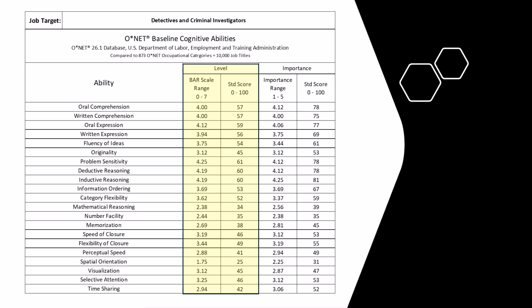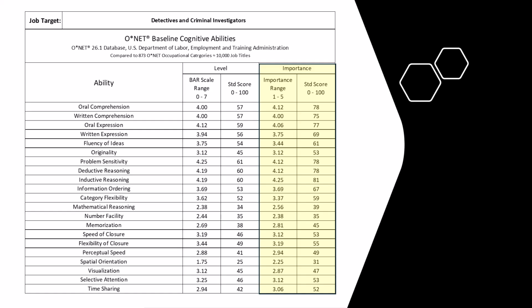The level rating indicates how intense or complex the requirement for the ability is in the job. It is shown on 2 scales, a bar scale ranging from 0 to 7, and a corresponding standardized score ranging from 0 to 100. The importance rating indicates how critical that specific ability is to successfully perform job duties. It is shown on a range from 1 to 5 alongside its corresponding standardized score from 0 to 100.